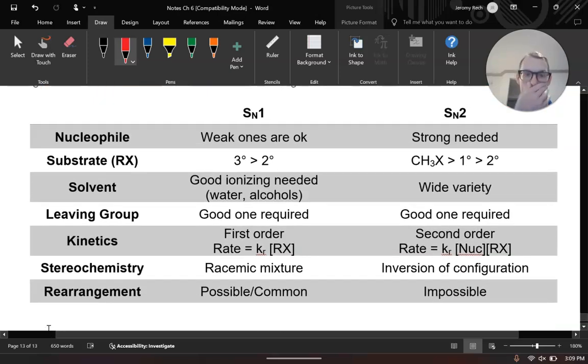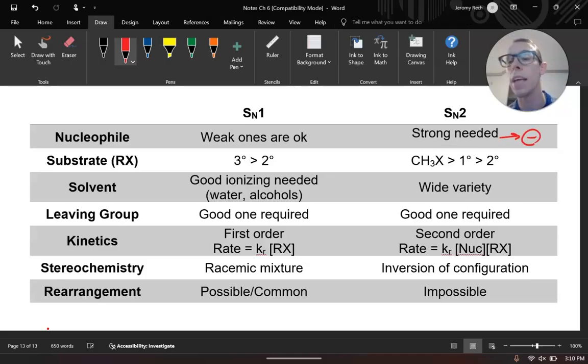Here's another quick summary table for your SN1s and your SN2s, thinking about all the different things that we've talked through with a bunch of the videos. Your SN1s generally are going to have weaker nucleophiles. Your nucleophile doesn't matter because it's not part of your rate determining step, which you can see all the way down there in kinetics. In your SN2, you need a very strong nucleophile, and often when we think of strong, we are going to think about something that carries a negative charge.